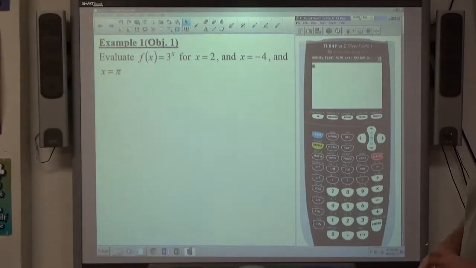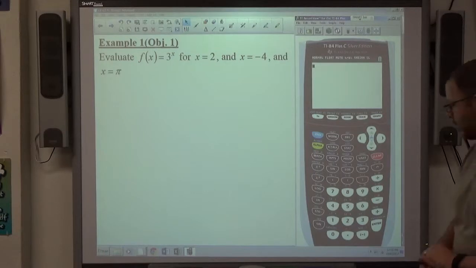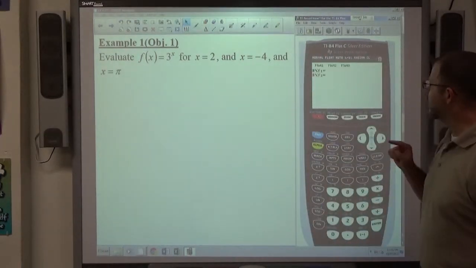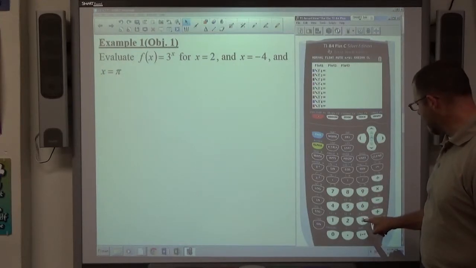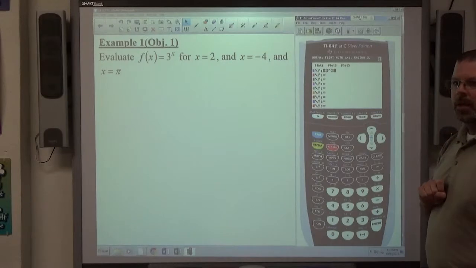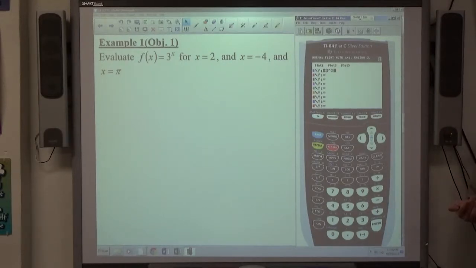Okay, example 1, we're supposed to evaluate f of x equals 3 to the x power for x equals 2, -4, and pi. This is easy enough. If I just come to my calculator and type in y equals 3 to the x power, so I'm going to type 3 caret x. And if you got your math type still on, it'll be 3 to the x. It'll look like that. I've got my classic type, so 3 caret x is what it looks like on mine.